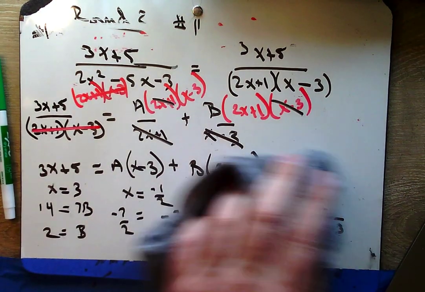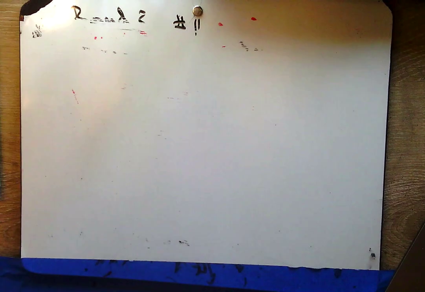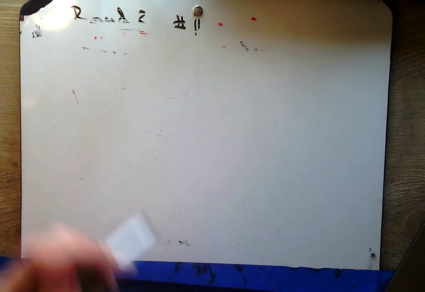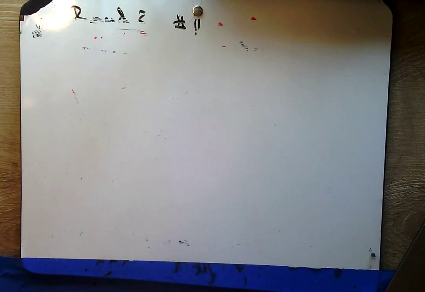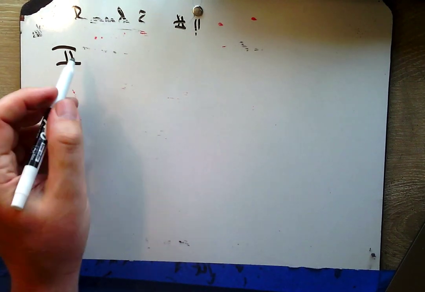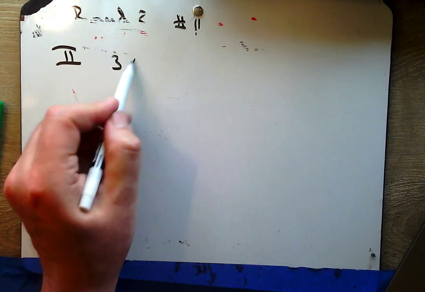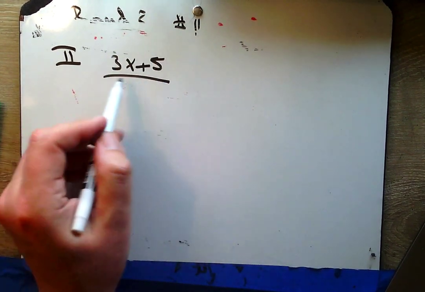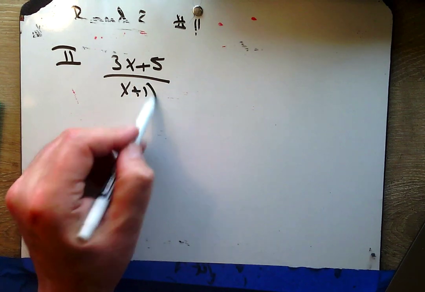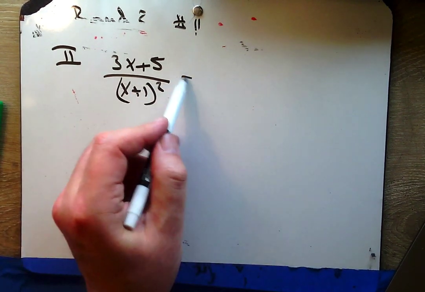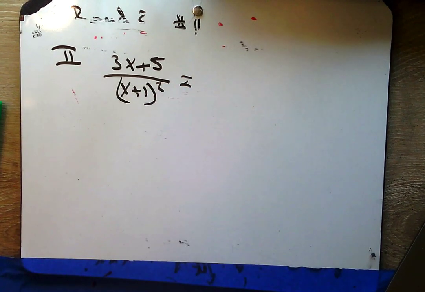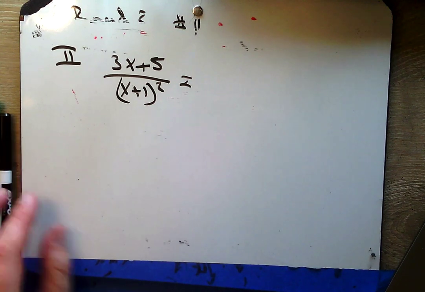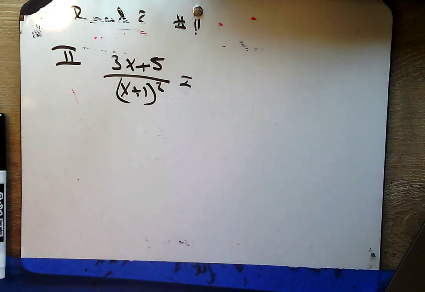All right, how about this one? Will you do this one? It's number 14. This is a case 2 problem. And you probably already knew that, or you don't know what case 2 is, in which case, don't worry about it. x plus 1 squared. So, will you please do the setup there? Stop when you're done with the setup and let's compare notes.